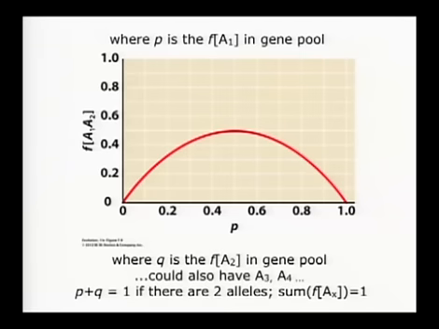Now, you wouldn't necessarily have to have 2 alleles. I'm just playing around with 2 alleles because the math is easy. But in a population, you could have a third allele and a fourth allele and so on. And if you had that, then the sum of the frequencies of each of the alleles would add up to 1.